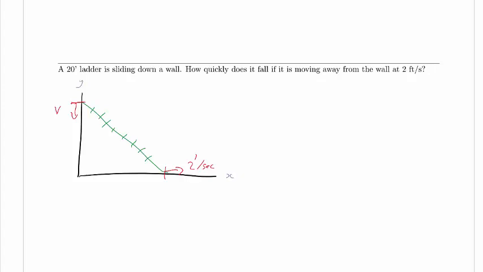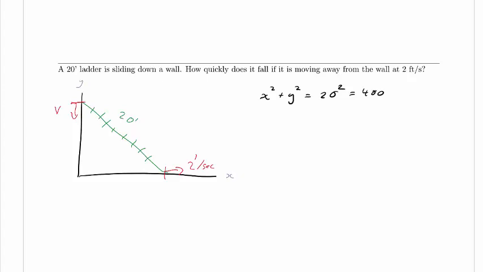The other thing that we know is that this ladder is 20 feet long. So we want to relate the x and the y to this length right here. How do we do that? Well, Pythagorean theorem. x squared plus y squared equals 20 squared, which of course is 400.